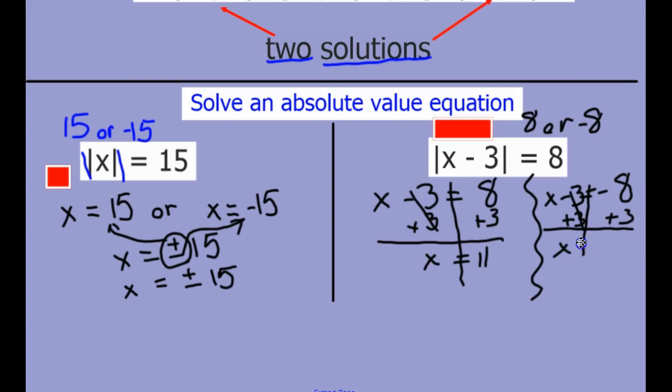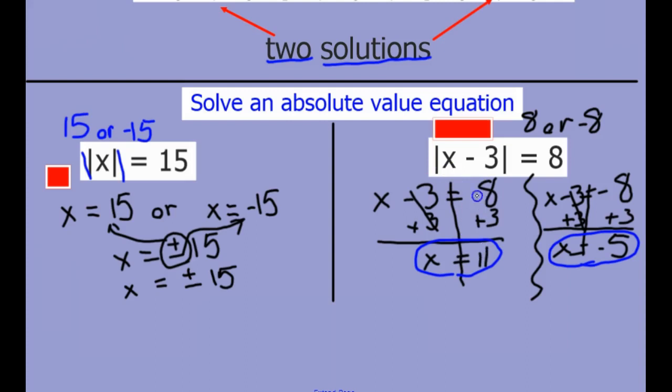What we get is x equals negative 5. These two would be our two solutions to this problem: x equals 11 or x equals negative 5. Now there's a way we can check to see if we did this right.